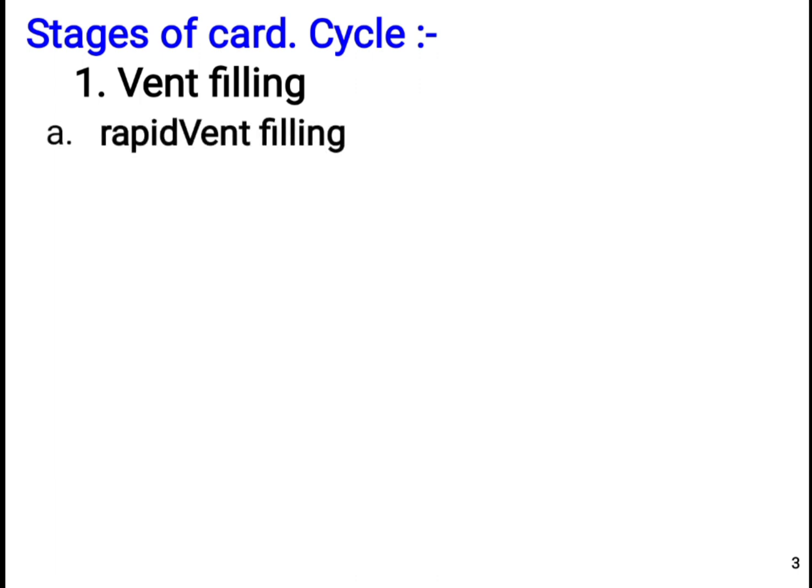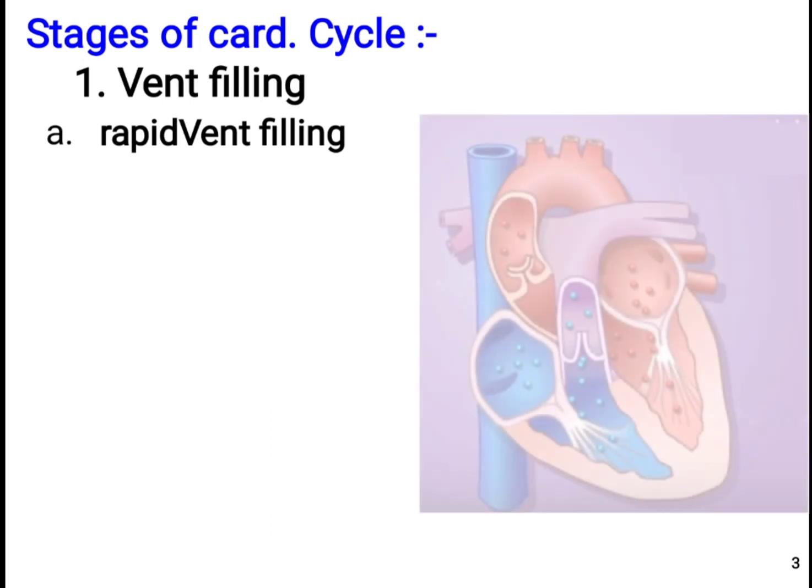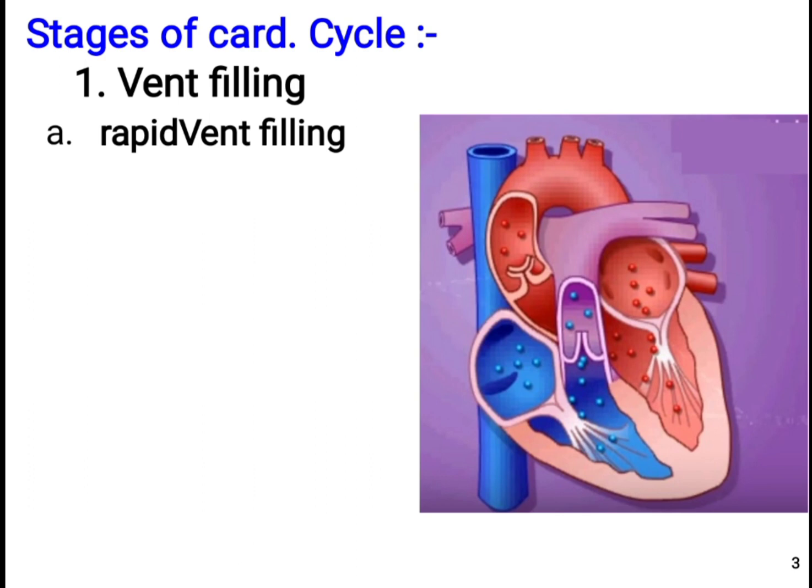Now, when you look at the various stages that happen in the cardiac cycle, number one is what they call ventricular filling. That's what we are going to look at first. In ventricular filling, we have the rapid ventricular filling and also what we call the diastasis, or reduced ventricular filling. We shall start with rapid ventricular filling. In some textbooks, you'll find it being called mid to late ventricular diastole.